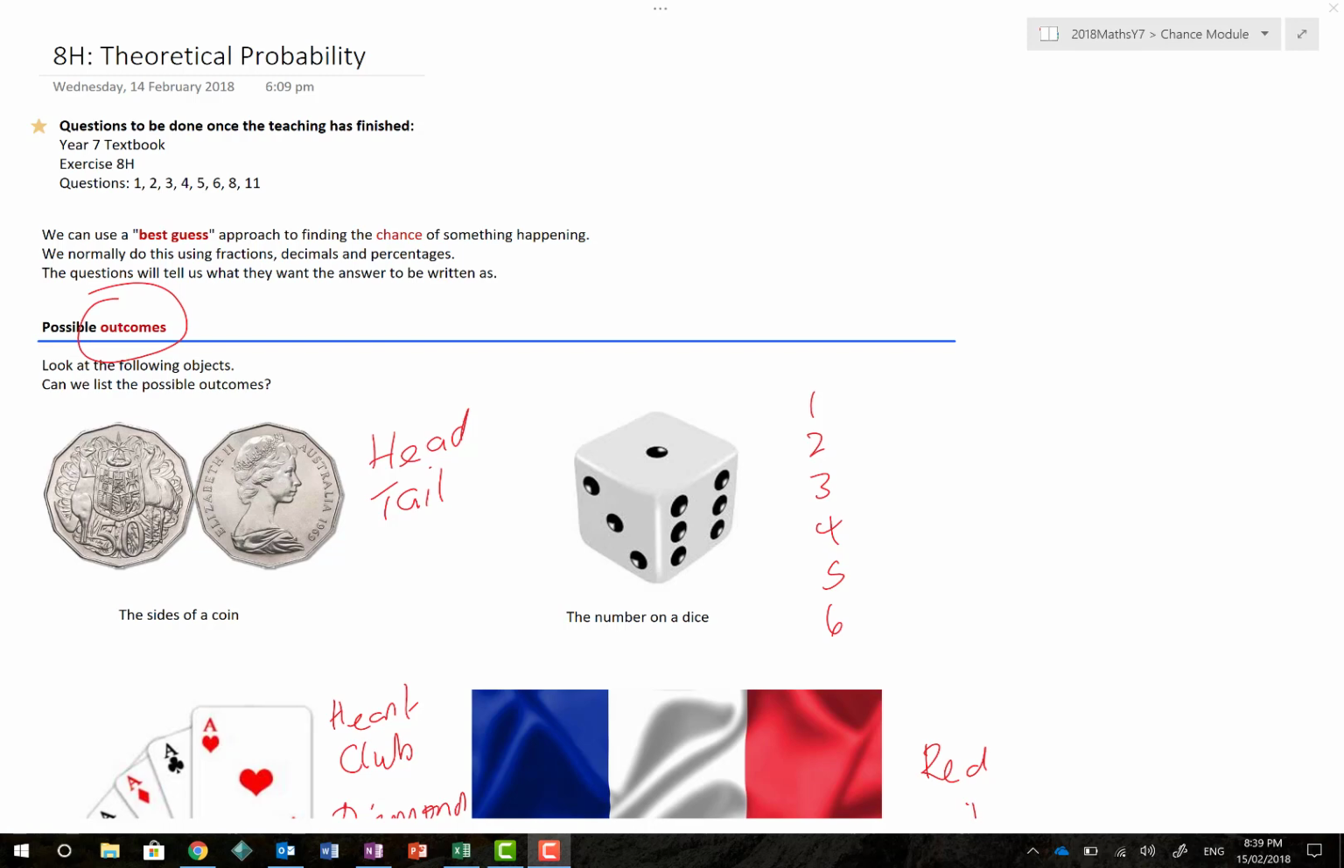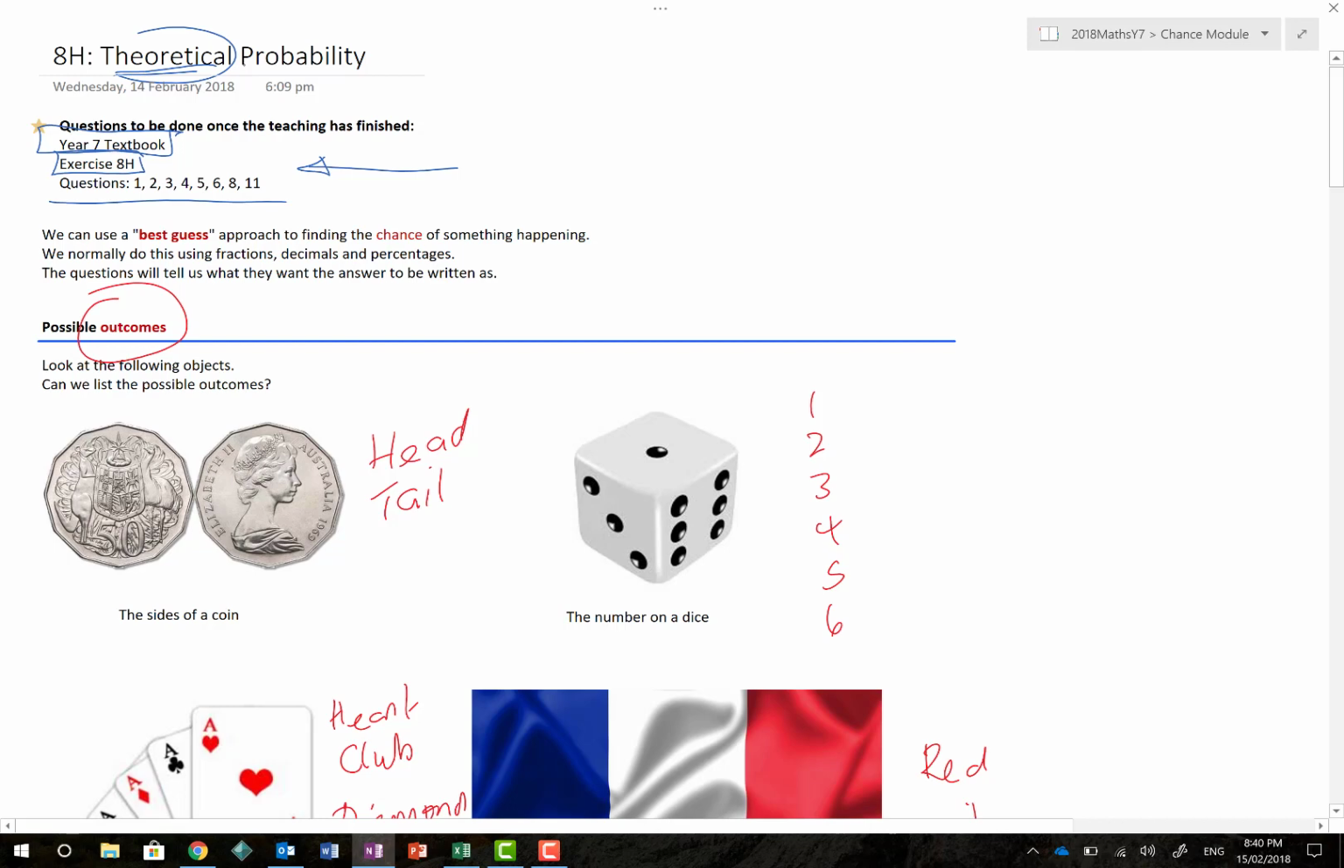First things first, you need to make sure that you finish the work on theoretical probability. That's Exercise 8H that some of you started last time, and I think some of you are about to start. Remember, here are the questions I want you to do, and they can be found in the Essentials textbook. You want the Year 7 textbook, Exercise 8H, and the questions are 1, 2, 3, 4, 5, 6, 8, and 11.